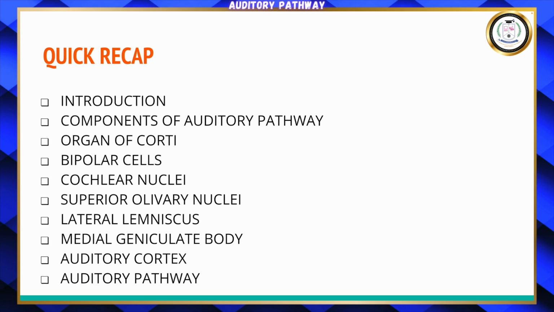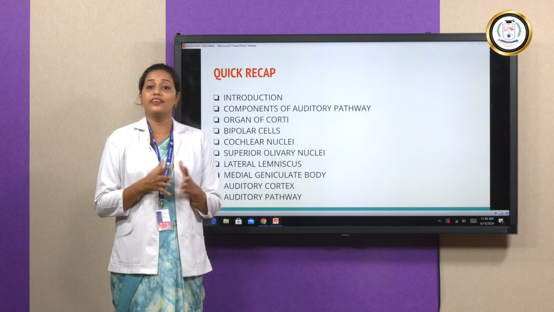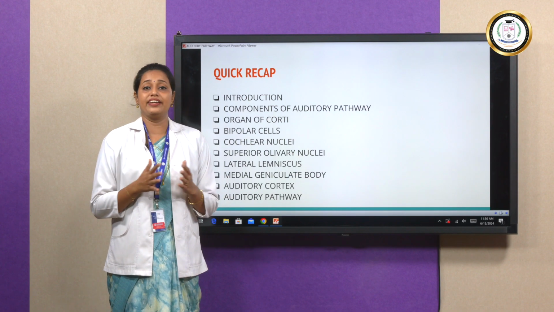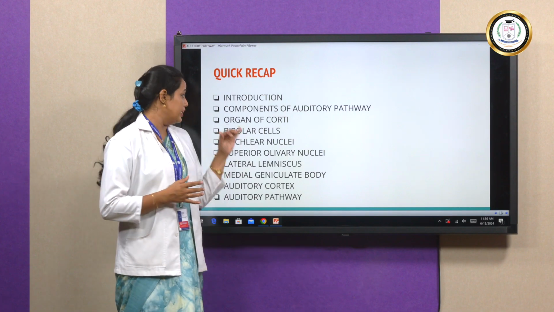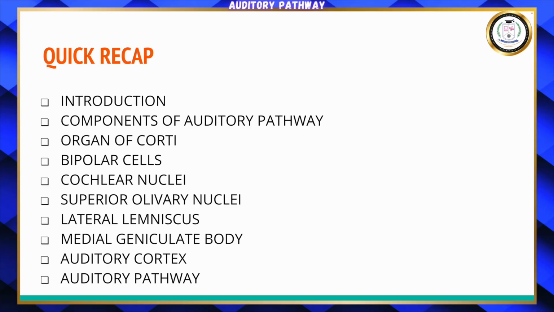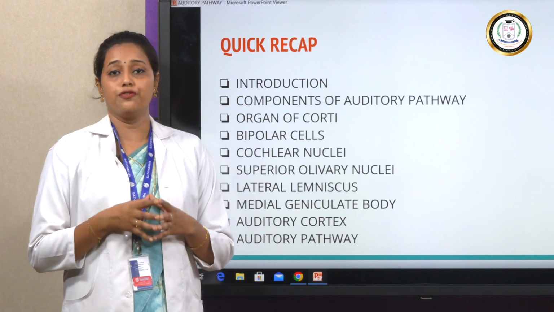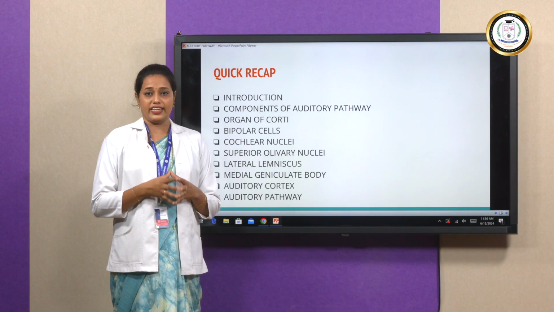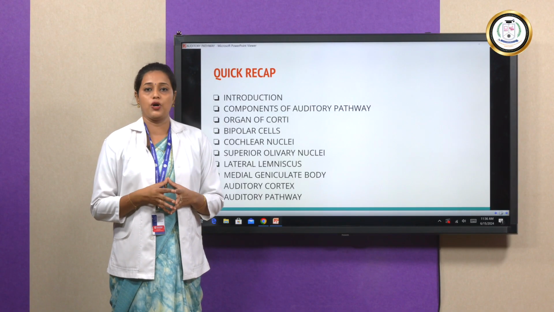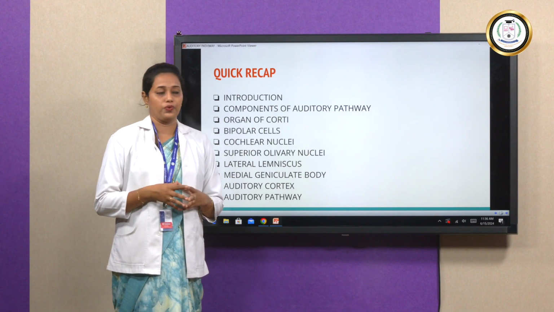Now we have a quick recap of today's session. First, we had an introduction about what is auditory pathway. Auditory pathway is a bilateral system with several relay nuclei. That is, they have n number of interconnections extensively. Then we studied about the components of auditory pathway. In that, first we discussed about organ of Corti. Organ of Corti is a receptor organ which is responsible for the detection of sound waves.